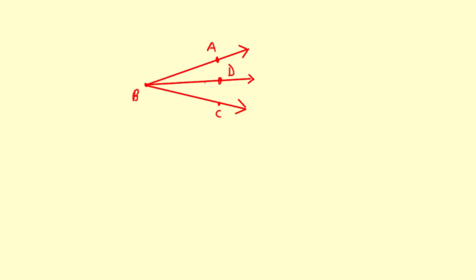So if this ray BD is a bisector, each of these angles would have the same measure. So let's say this was 10 degrees, this one would also have to be 10 degrees. And the total angle ABC, that measure would be 20 degrees. So each of these smaller angles is half of the big angle. And that's essentially what an angle bisector is.